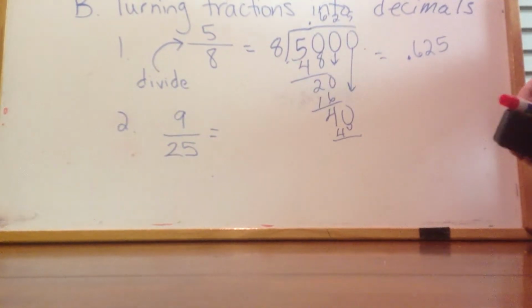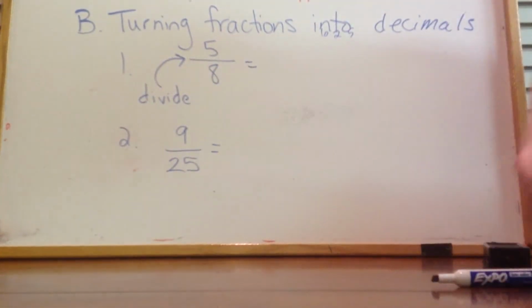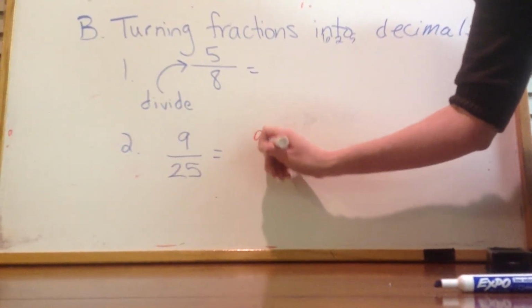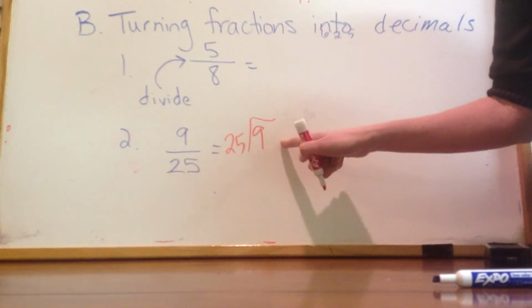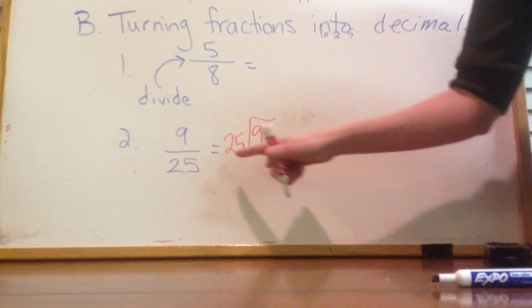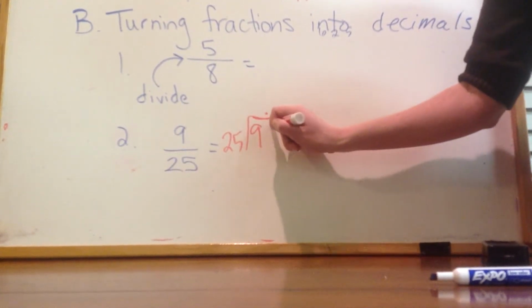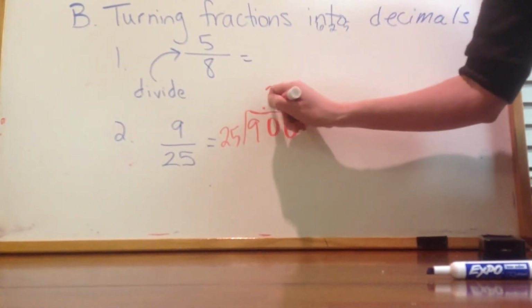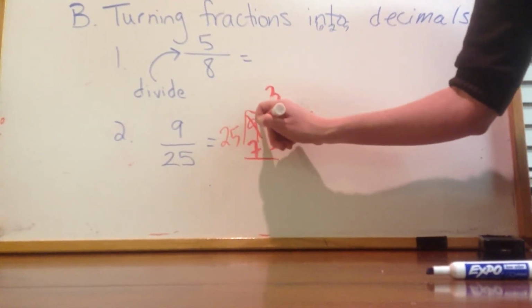I'm going to erase this work so we have plenty of space to see. So let's change the color up. So 9 divided by 25. 9 divided by 25. Remember, the top number gets to go inside the house. The winner gets to go inside. Can a 25 go into a 9? No. So we add a decimal on top and 2 zeros to the bottom. 25 goes into 90 3 times. We get 75. We're going to do our subtraction.